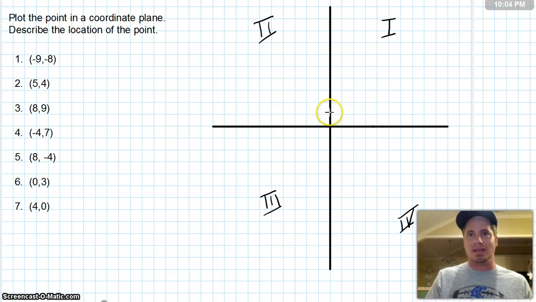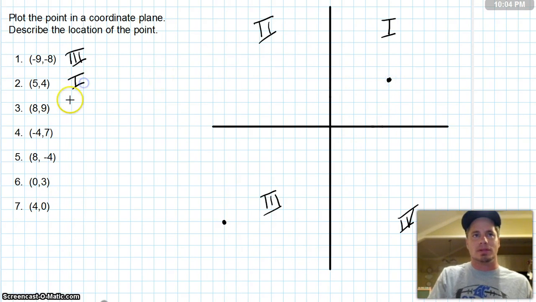Okay, so I have negative 9, negative 8: 2, 4, 6, 8, 9, and then 2, 4, 6, 8, negative 8. Down here, what quadrant is it in? The third. Okay, let's do (5, 4). Well, X is first. 1, 2, 3, 4, 5. Y second. 1, 2, 3, 4 right here. That is in the first quadrant. Notice that they're both positive. Both numbers are positive. You're going to get an answer in the first quadrant.